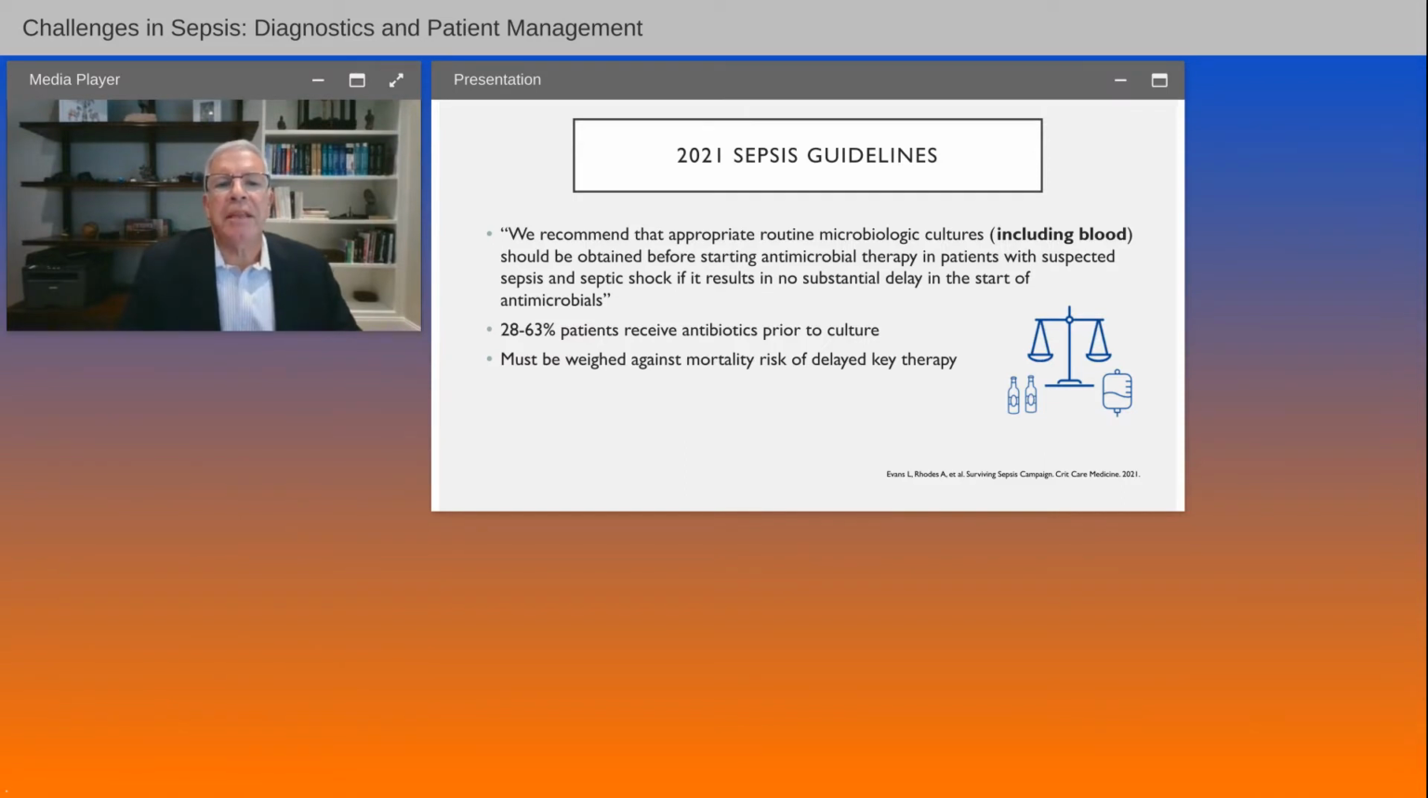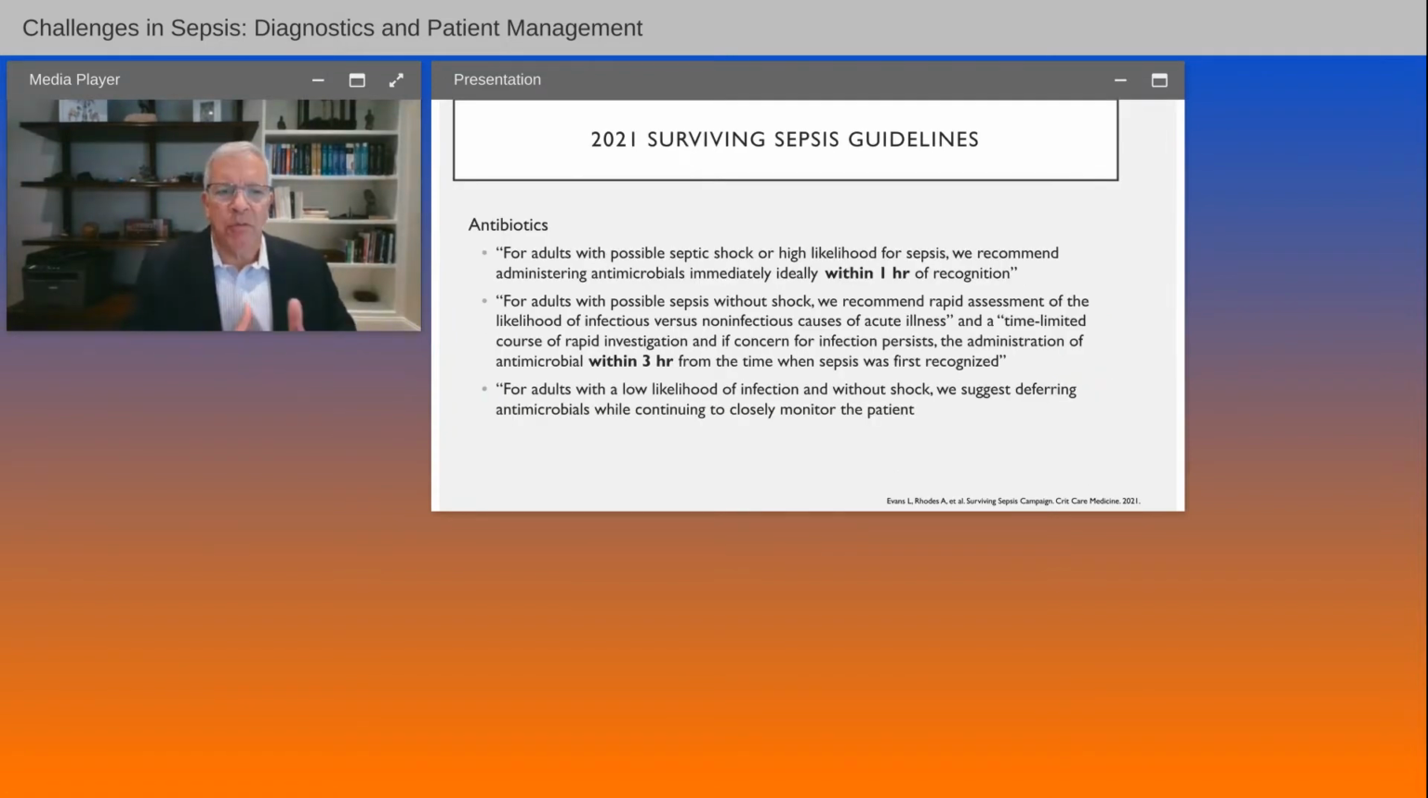To start off, we recommend that appropriate routine microbiologic cultures, including blood cultures, should be obtained before starting antimicrobial therapy in patients with suspected sepsis and septic shock, if this results in no substantial delay in the start of antimicrobials. What we do know is that anywhere from 28 to 63% of patients receive antibiotics before those cultures are collected. And as I'll show on a later slide, this has a direct effect on the success of those cultures. And we must weigh the use of cultures and diagnostics and treatment, and we don't want to delay key therapy.